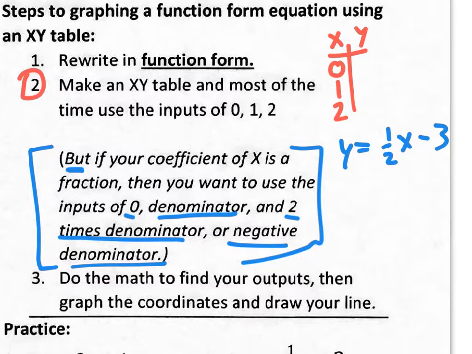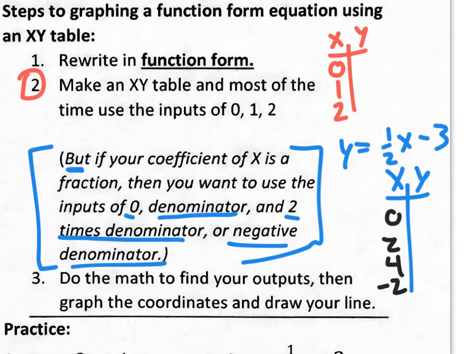When you use an XY table, because you have a fraction in front of x, you do not want to use 0, 1, and 2. You want to use 0 and the denominator. What denominator do we have on this example? 2. So you want to use 0, 2, and maybe twice the denominator, which would be 4. Or maybe the negative denominator, which would be negative 2. So those are the numbers that you want to use as your inputs on an XY table if you have a fraction as the coefficient of x.